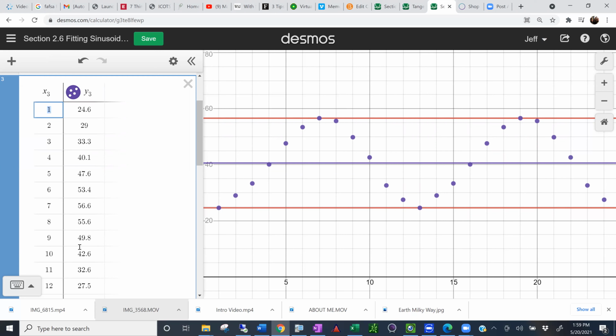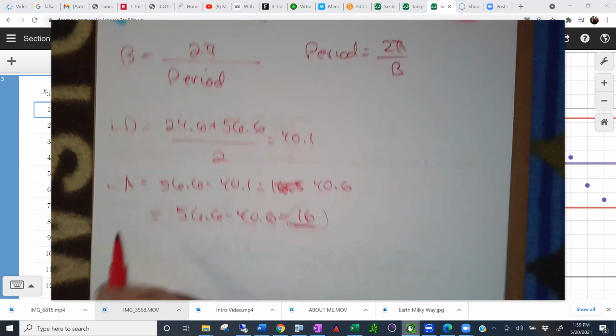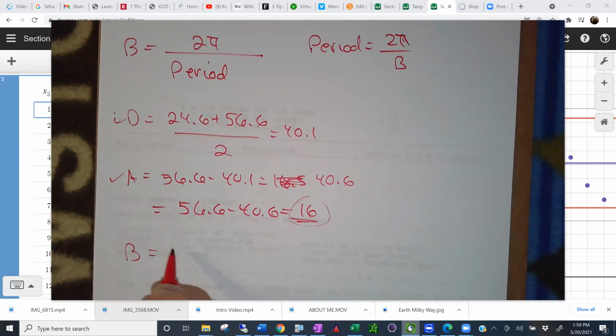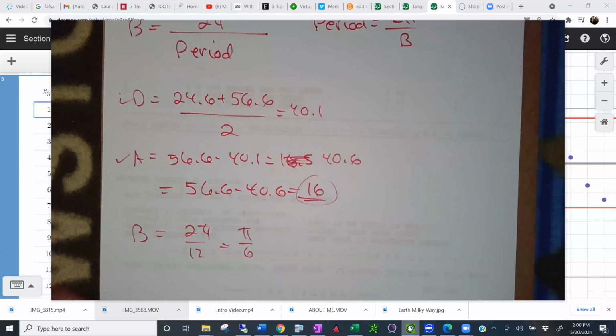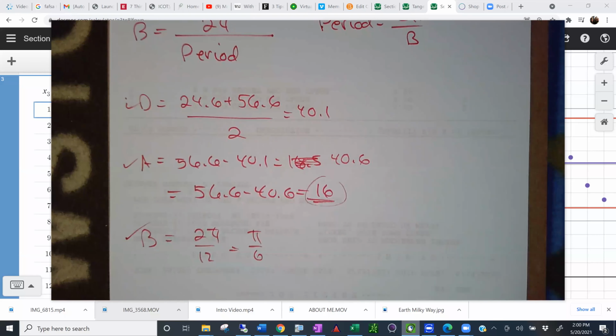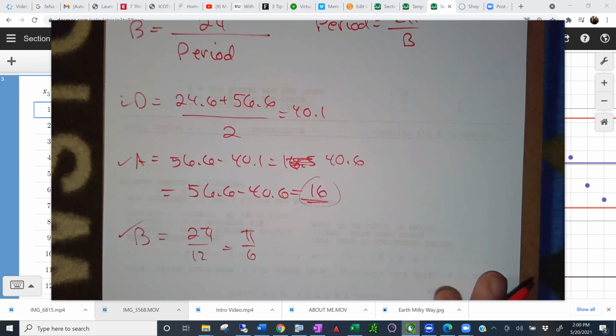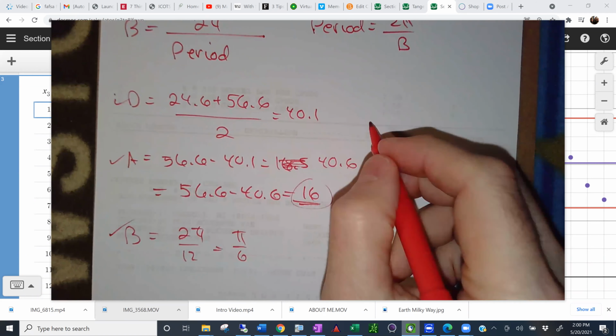So as far as B is concerned, B is going to be 2 pi divided by 12, or basically pi over 6. So that's 3 down and 1 to go. The last thing to figure out is what C is.